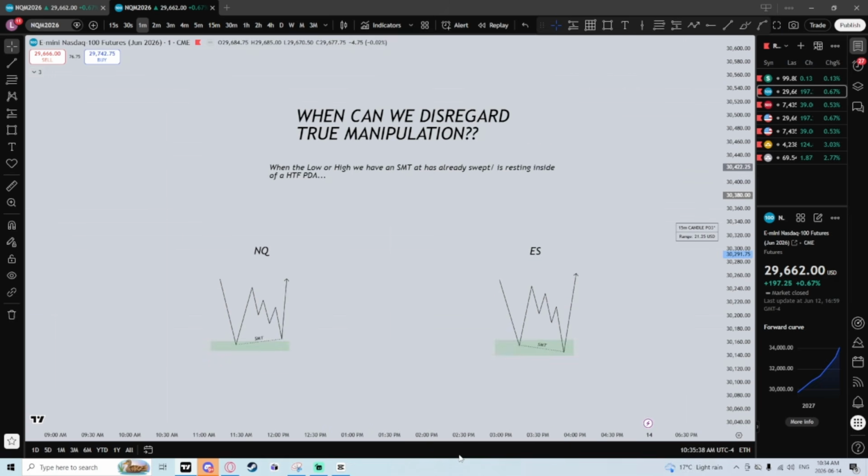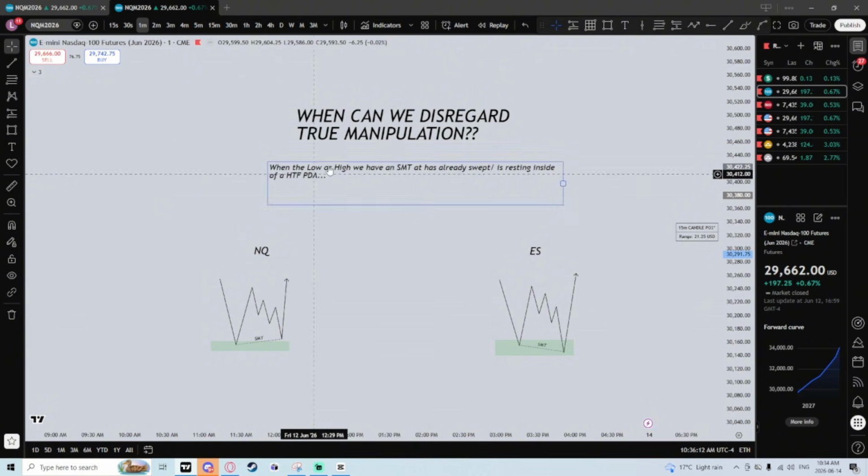Now that we understand what true manipulation is, how can we identify high quality IFVG setups without true manipulation? When can we disregard true manipulation is the real question. You will get into these scenarios sometimes in the live markets where you see that ES swept below that NQ didn't, and you think, I don't want to take this trade because we don't have true manipulation. And then it runs to your full take profit, and you later realize that this is actually valid and I could have taken this trade without breaking any rules. So this is how we can identify true manipulation when it matters and when it doesn't.